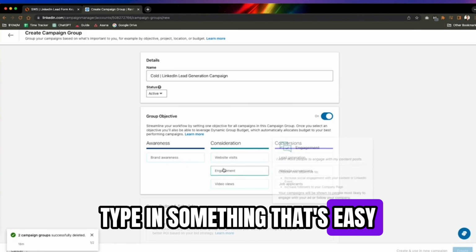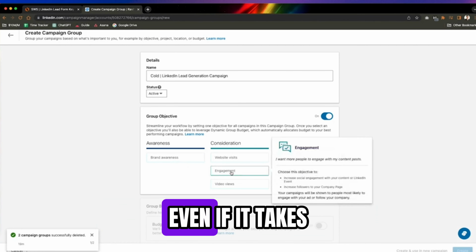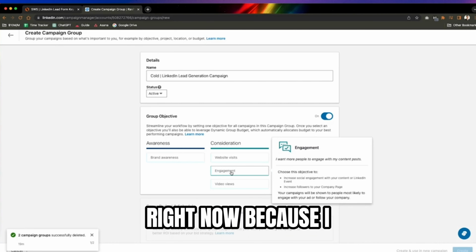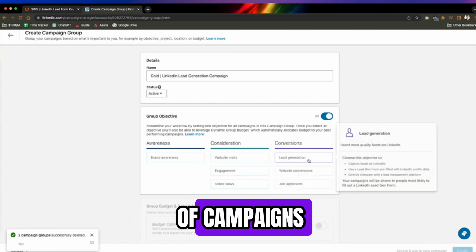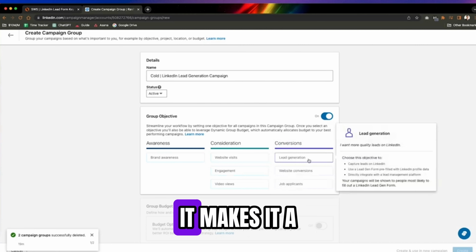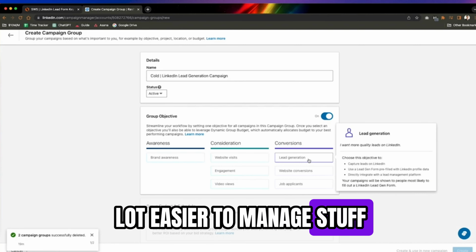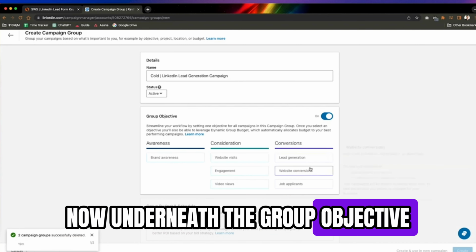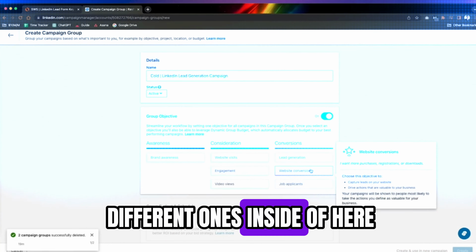Type in something that's easy for you to reference later on, even if it takes a few more seconds right now, because I promise you when you have dozens of campaigns and campaign groups and ads, it makes it a lot easier to manage stuff. Now, underneath the group objective, there's a bunch of different ones inside of here.